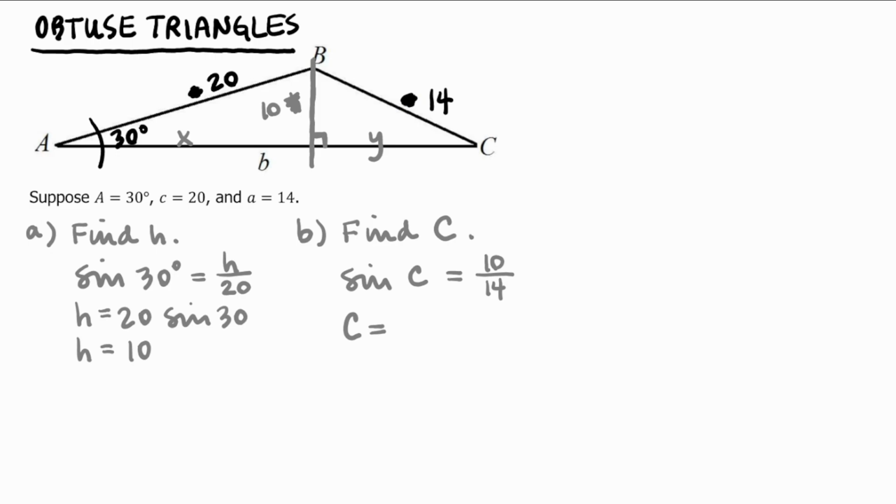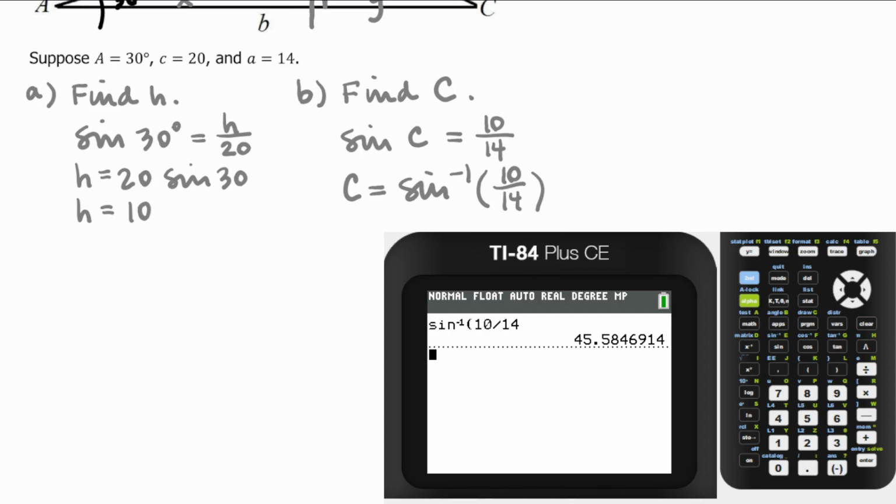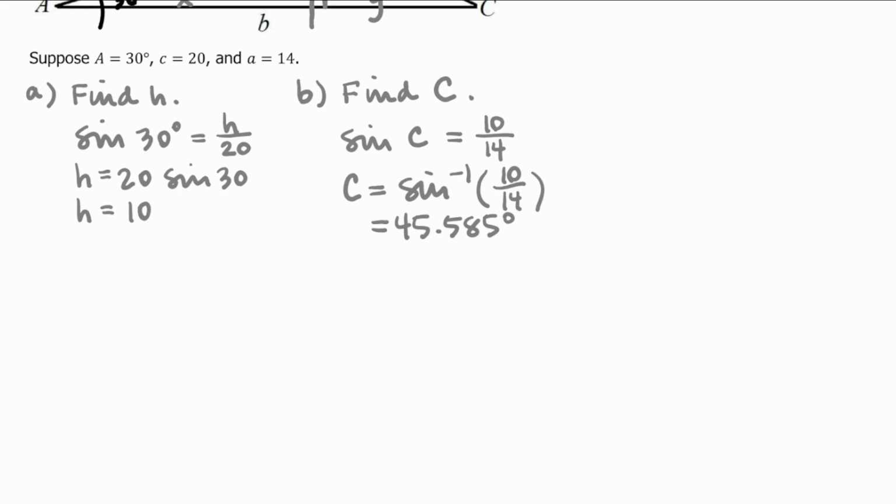We can say that C is going to be inverse sine of 10 over 14. And we can run to the calculator for that, because that's not something we can do in our head. We see that it's 45.585 degrees. Write that a little bit lower. And then I can just move on from there. Okay, I've got the measure of angle C.